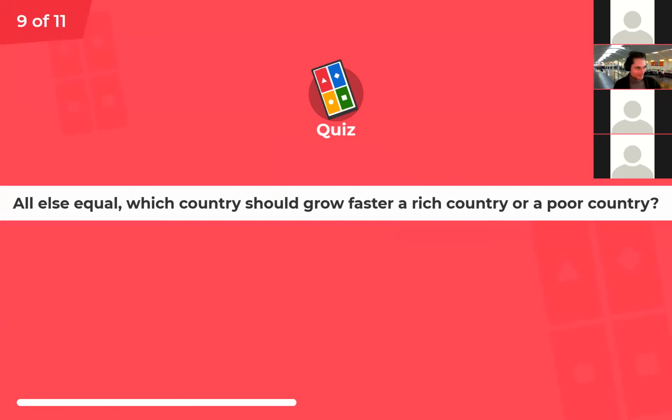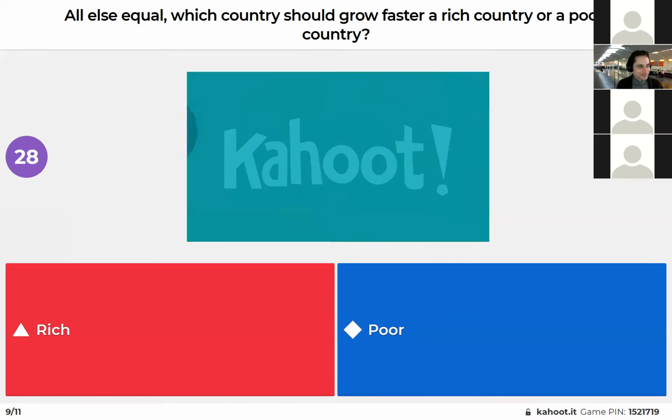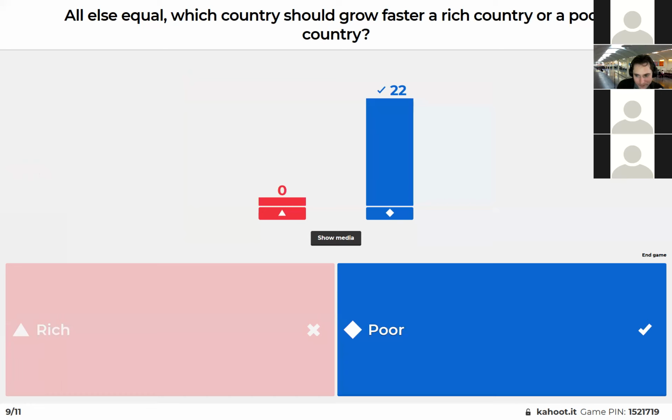Okay, all else equal. Which country should grow faster, a rich country or a poor country? This one I think you could maybe debate. Yeah, exactly. So you see here that I use this weasel word, all else equal.